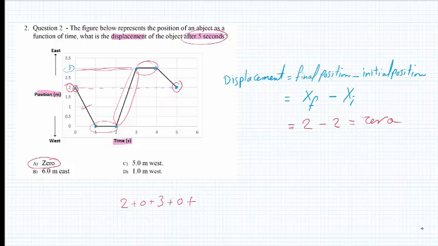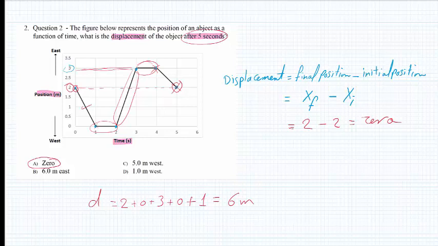That's 0. Plus it moved from 3 into 2, that's 1 meter. And if you accumulate and sum all together, that's 6 meters. So this is the distance. Okay, so the total distance here will be 6.